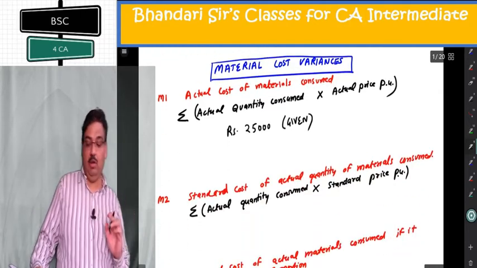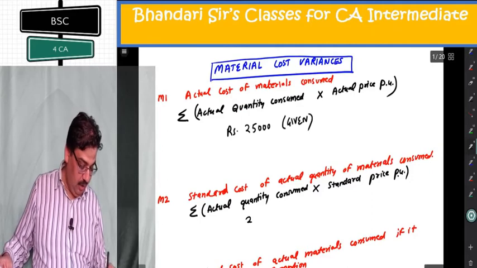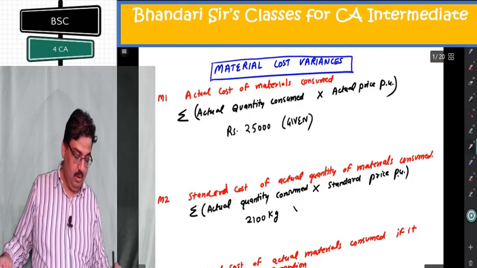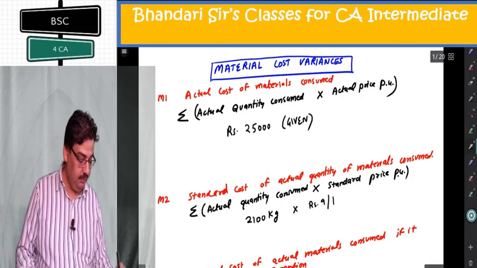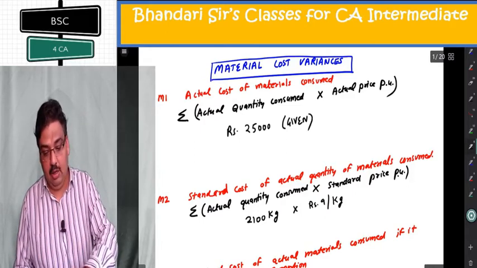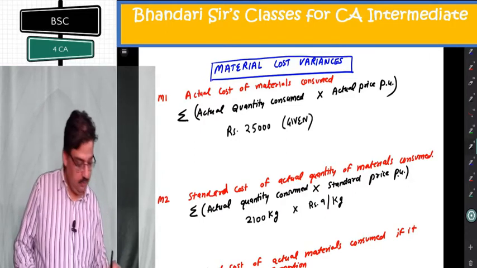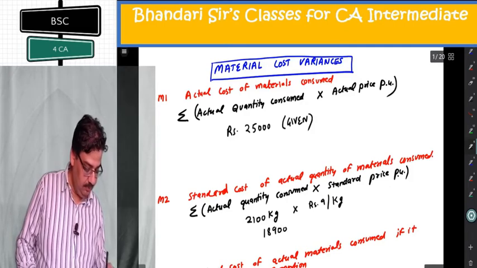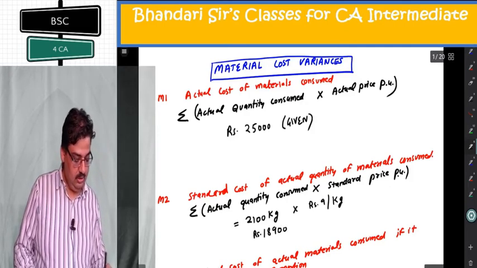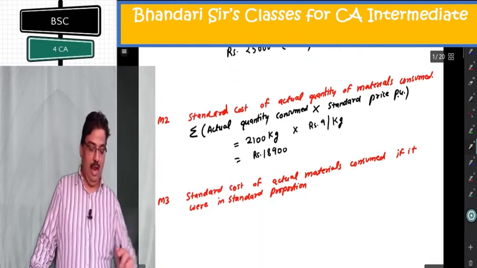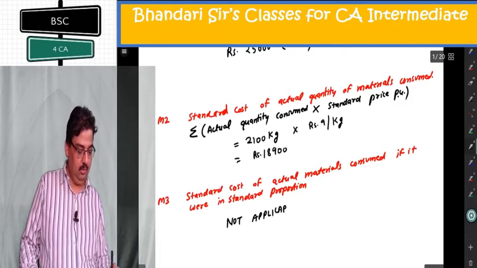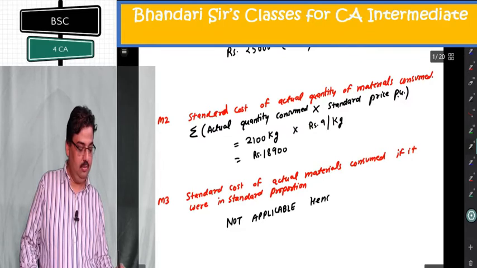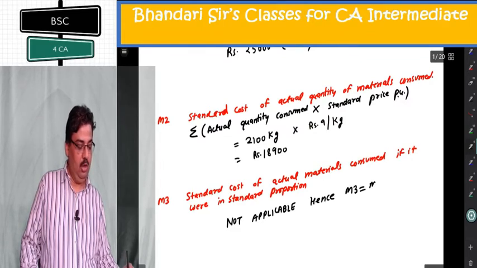M2, standard cost of material consumed. It is 2100 kg at the rate of standard. Standard is 9 rupees per kg. 2100 into 9, 18,900. This is M2. M3 not applicable. Hence M3 equal M2 equal 18,900.